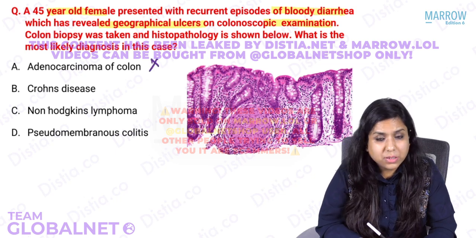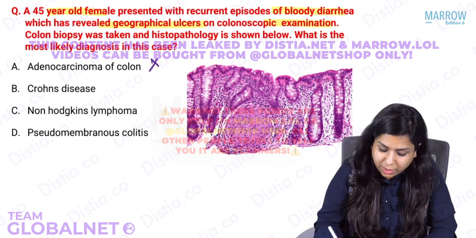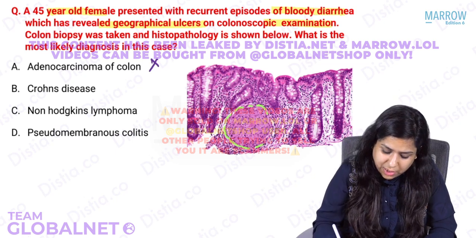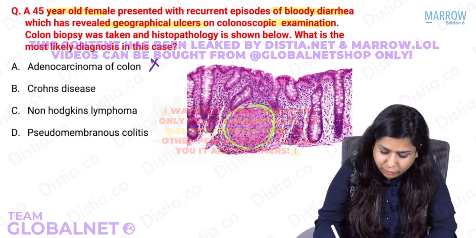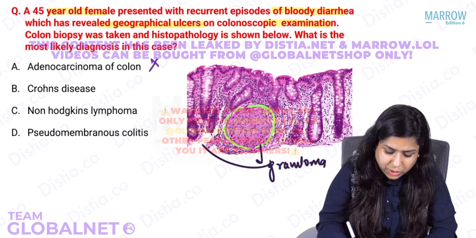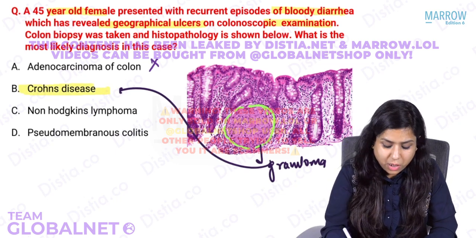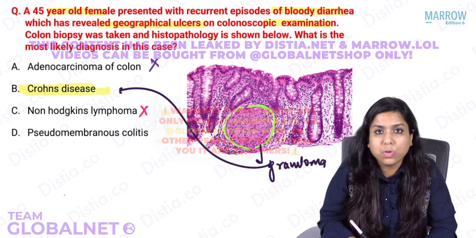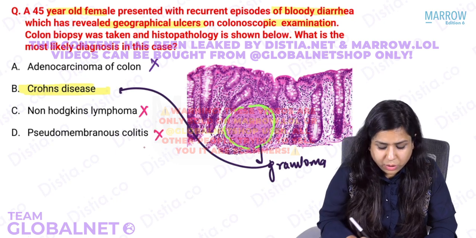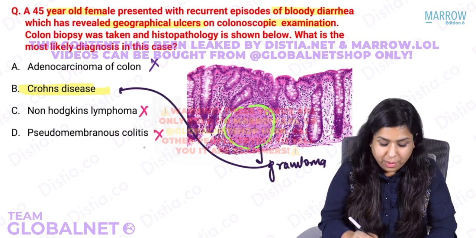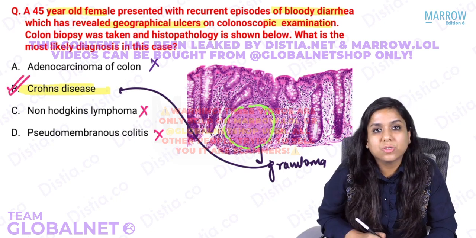Crohn's disease. Does it look like Crohn's disease? Yes. Why? Because can you people appreciate this granuloma in the intestine beautifully? I can see this is the granuloma. So this can be a case of Crohn's disease. Let us see the other options. One other option is NHL. This is not non-Hodgkin's lymphoma or pseudomembranous colitis. No. Best answer here is Crohn's disease, right?